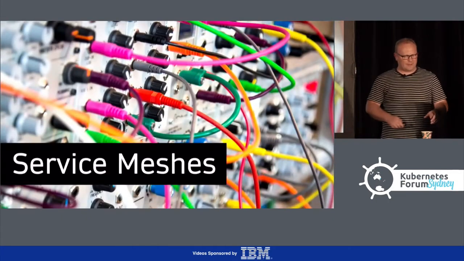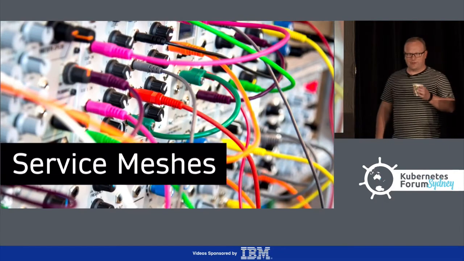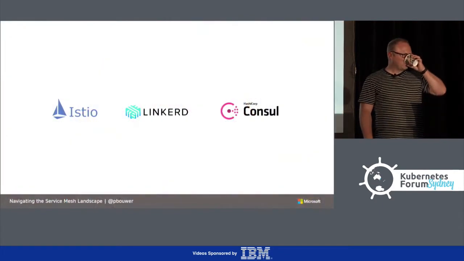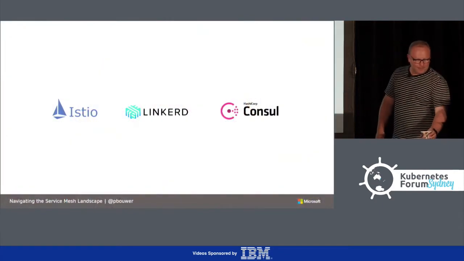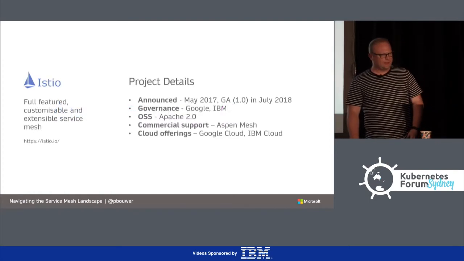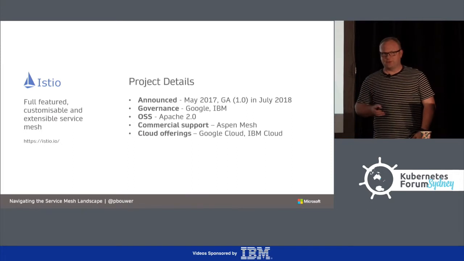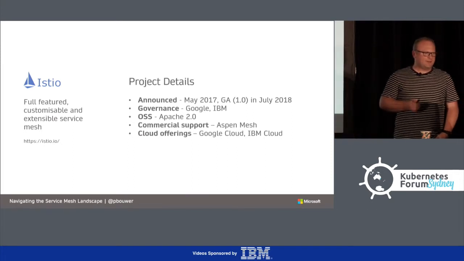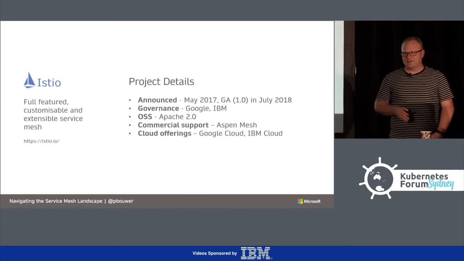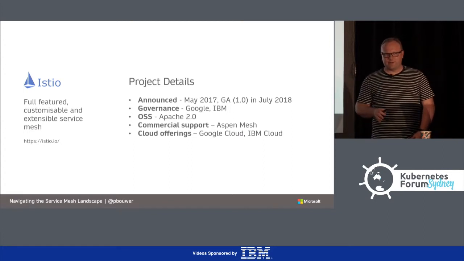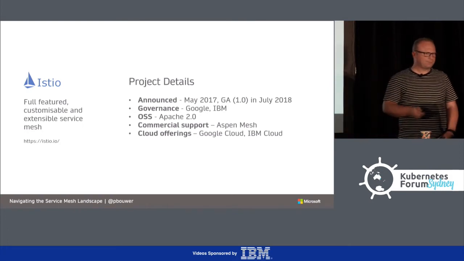So let's have a look at a little bit more detail for the three meshes. We'll start off with Istio. Istio is the one that most people are most familiar with. It's full-featured, customizable, and extensible. So it has a ton of features. You can see some of the project details there. There's commercial support from Aspen Mesh, and then there are also managed offerings in Google and IBM's clouds.